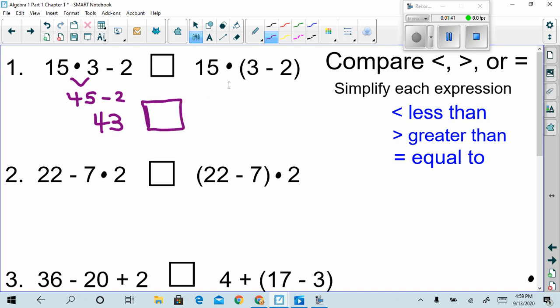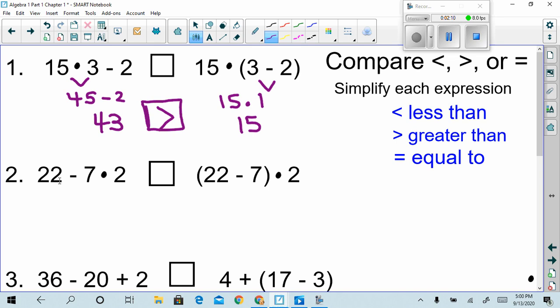I'm going to do what's in parentheses first. And I'm going to get 15 times 1, because 3 minus 2 is 1. And I'm going to get a simplified version of 15. 43 is greater than 15. So we're taking what we learned about using order of operations and our left to right rule, and now we're applying it to something a little bit more in-depth, comparisons.